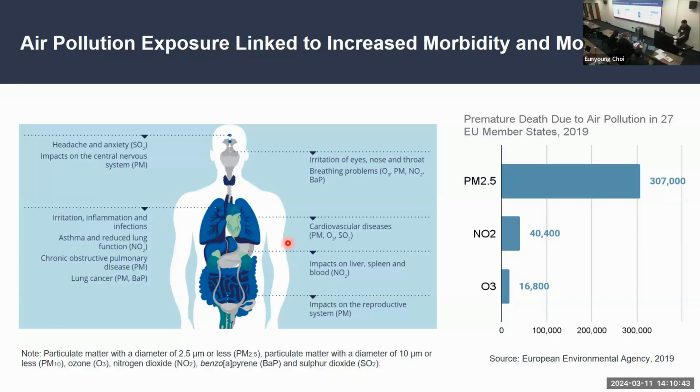As an example, in 2019, air pollution continued to drive a significant burden of premature death and disease in the 27 EU member states. Specifically, more than 300,000 premature deaths were attributed to chronic exposure to fine particulate matter.